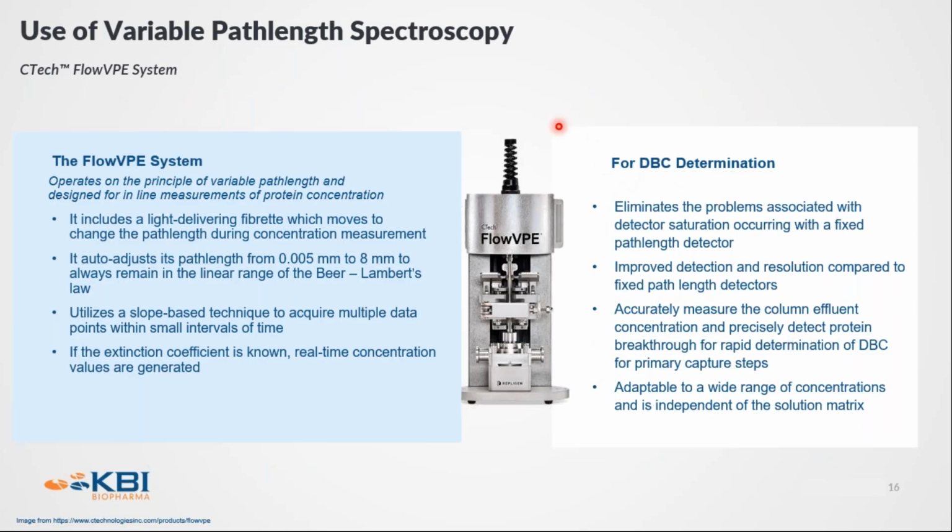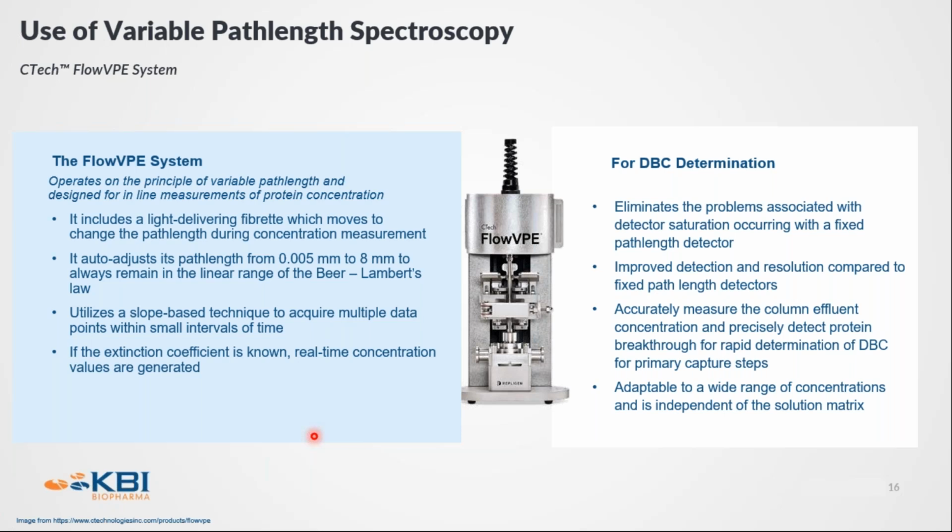So let us see. This is an instrument called FlowVPE, which is based on the variable path length technology I just discussed. The fibrette can auto-adjust its path length from 0.005 millimeter to 8 millimeter, so that the absorbance always remains in the linear range of Beer-Lambert's law. It uses a slope-based technique, and it can acquire multiple data points within short intervals of time. And if we know the extinction coefficient of a target protein, we can get real-time concentration values.